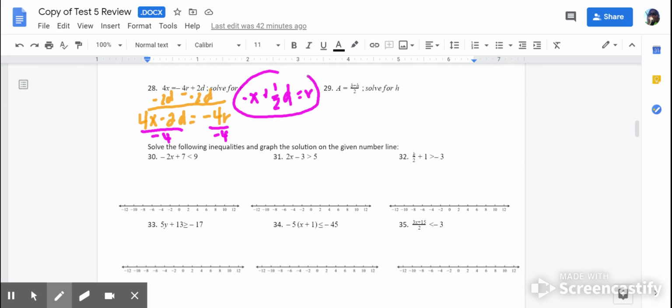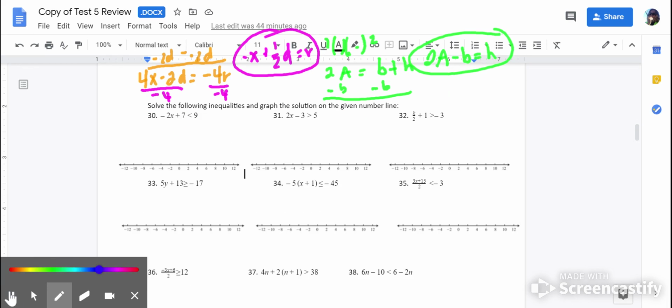For 29, I have a equals b plus h divided by 2, and it says that we are solving for h. First thing I have to get rid of is the 2 in the denominator, so I'm going to multiply each side by 2. So I get 2a equals b plus h, and then to get h by itself, I want to subtract b from each side. So my final answer will be 2a minus b equals h.